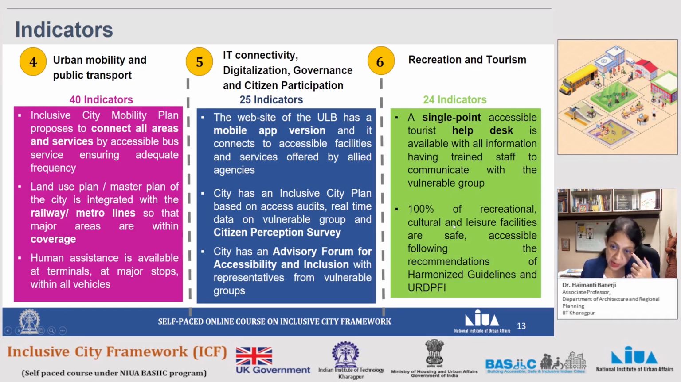The fifth sector is on IT connectivity, digitization, governance and citizens' participation. And a prominent indicator is whether the website of the urban local body has a mobile app version which is accessible and it connects to accessible facilities and services offered by the various agencies. That is, whether people living in the city who require accessible services are made aware of what services are available and how they can access them. Otherwise, just giving services is not good enough. You have to tell people that these are the things available.